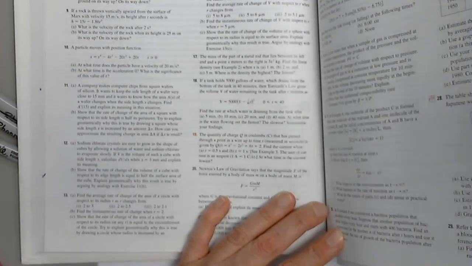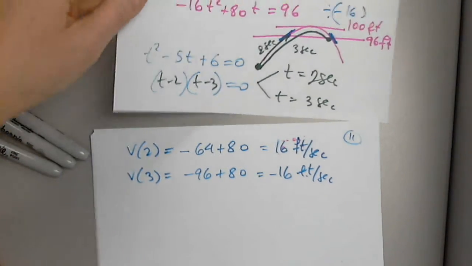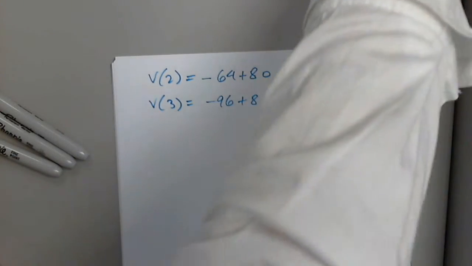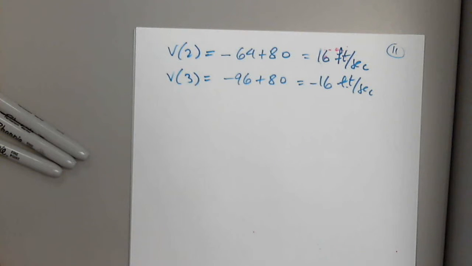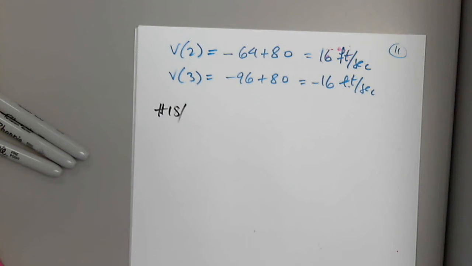Ready? What do we start with? Of course, we have to copy the function, Torricelli's law. Okay, 18 on page 234.